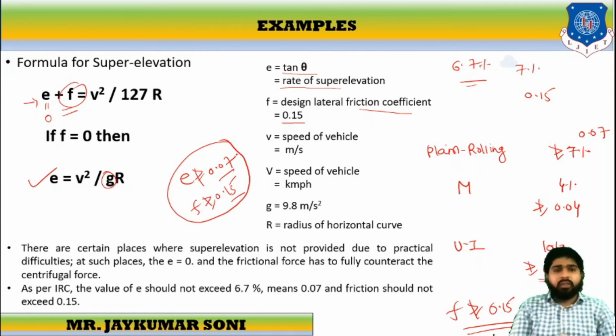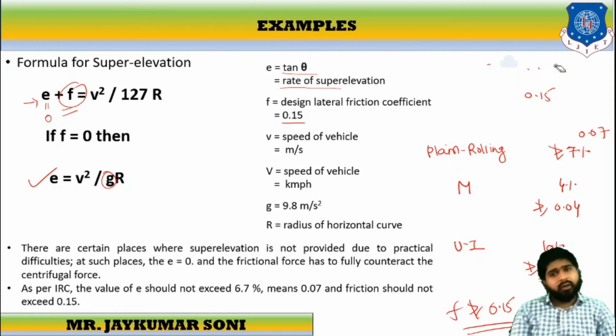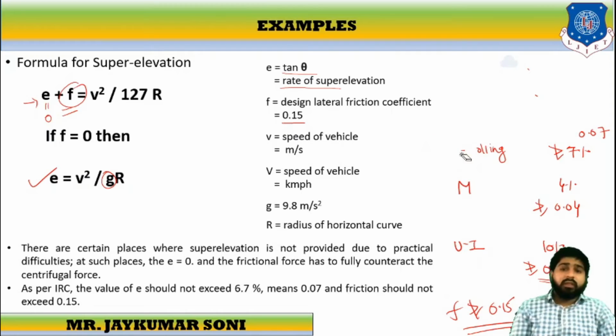So this is about the formula of super elevation. The basic equation for super elevation is e plus f is equal to V square by 127R, or V square by gR. If we put f equal to 0, then it will be e is equal to V square by gR.